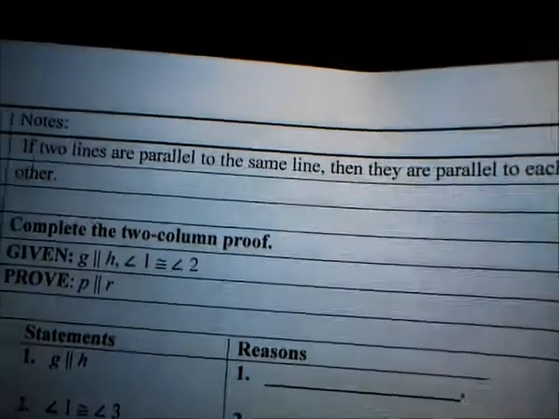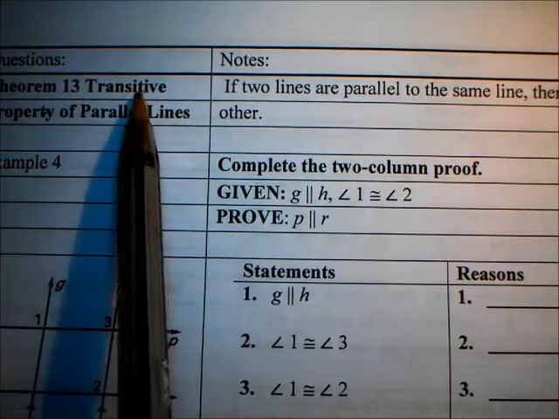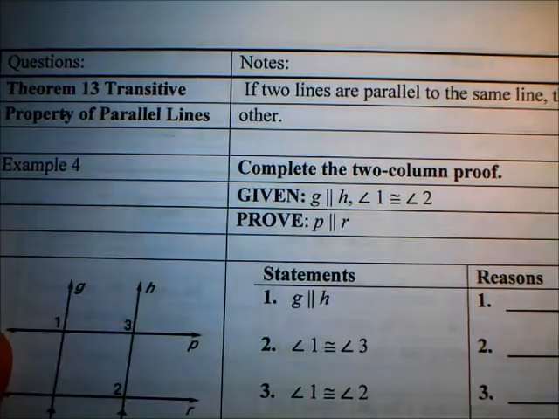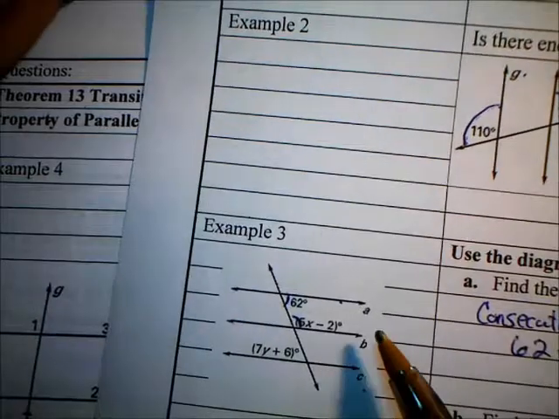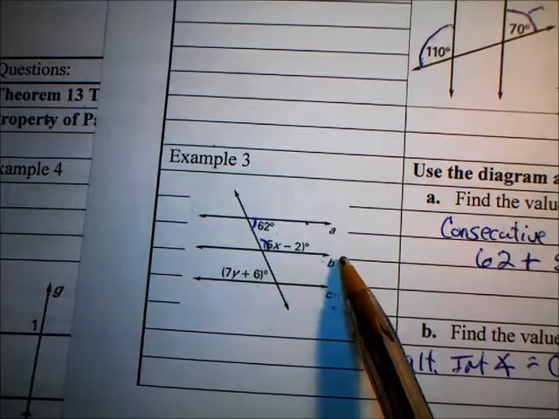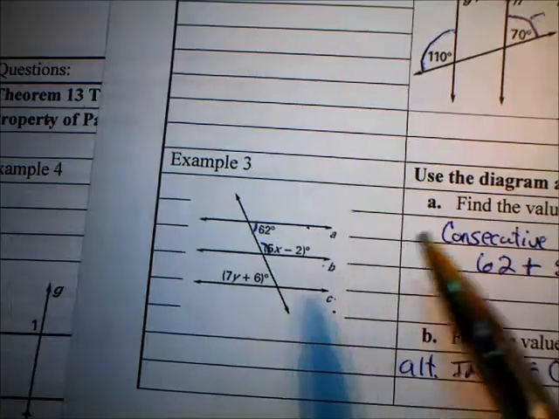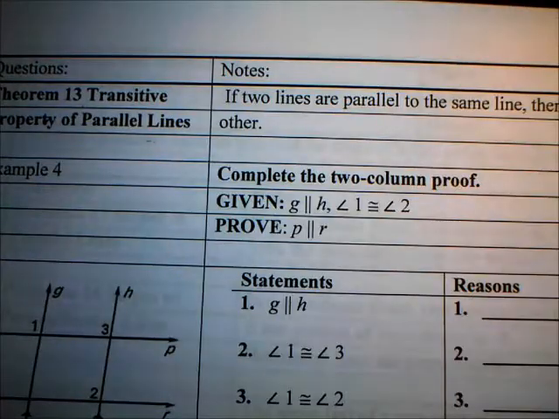Okay. On the back of that page, I have one more theorem that I almost forgot to put in here. Theorem 13 is the transitive property of parallel lines, and that's looking at this example we had here. It said that A was parallel to B and B is parallel to C, therefore A is parallel to C. That's still the transitive property. It exists for parallel lines.